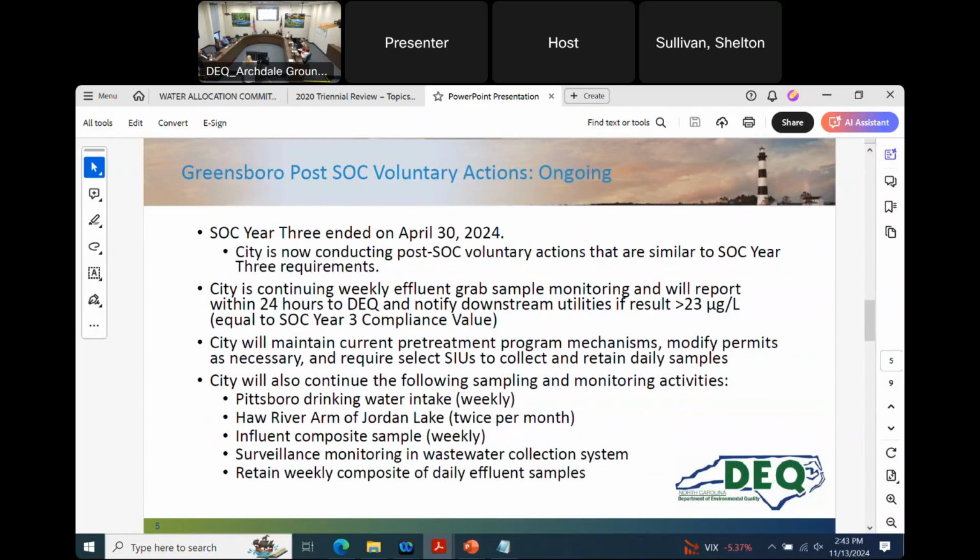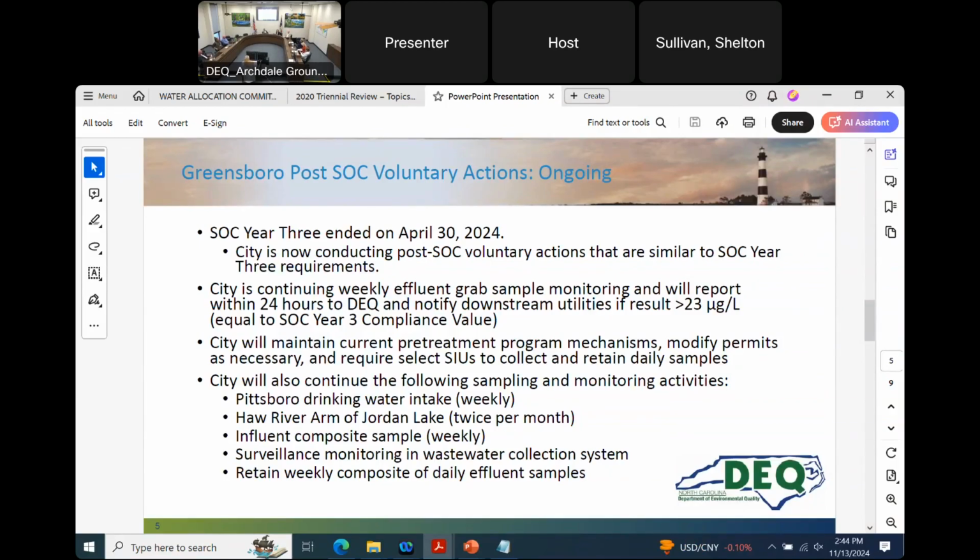So the SOC, the year 3 ended. And just so you know what is happening now, I thought you would be interested to know, the city continues to do post-SOC voluntary actions that are similar to its year 3 requirements. In other words, it's continuing to do weekly effluent grab samples of 1,4-dioxane. They will report within 24 hours to DEQ and notify any downstream utilities if they should have a sample greater than 23 micrograms per liter.